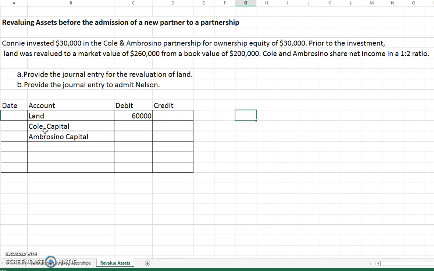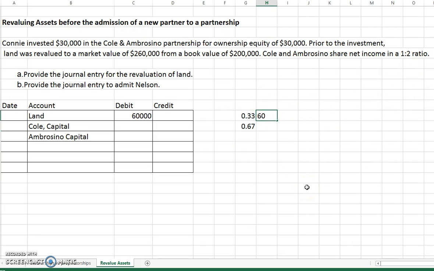So how much do we need to assign? Well, we're going to use this 1-to-2 ratio, which means that Cole will get 1/3, and that means that Ambrosino will get 2/3. And I know that because you add 1 and 2 and you get 3, and that's your denominator. So Cole will get 1/3 and Ambrosino will get 2/3 of the total change.